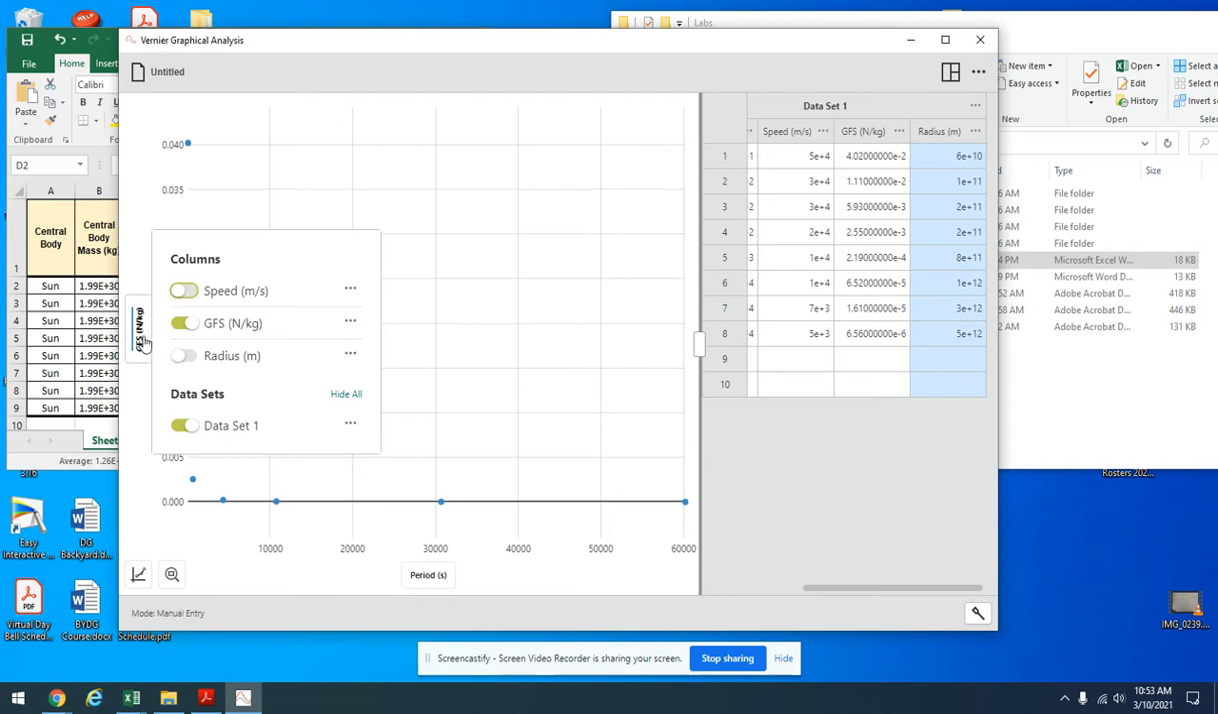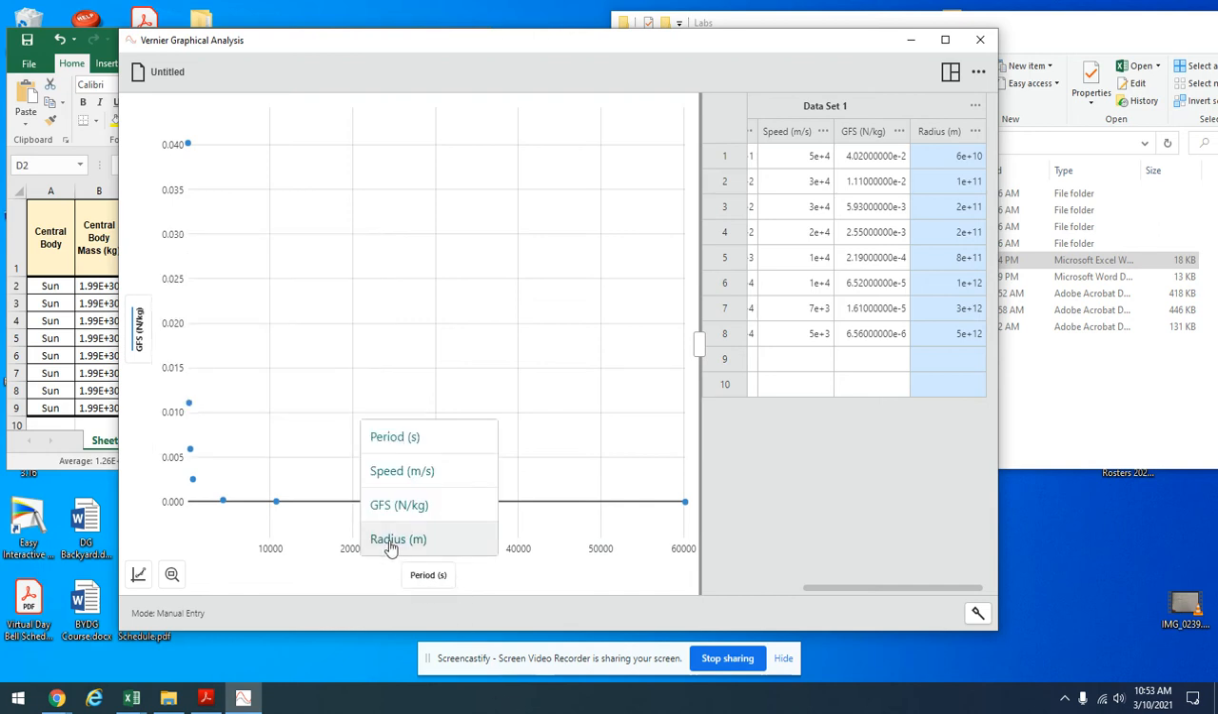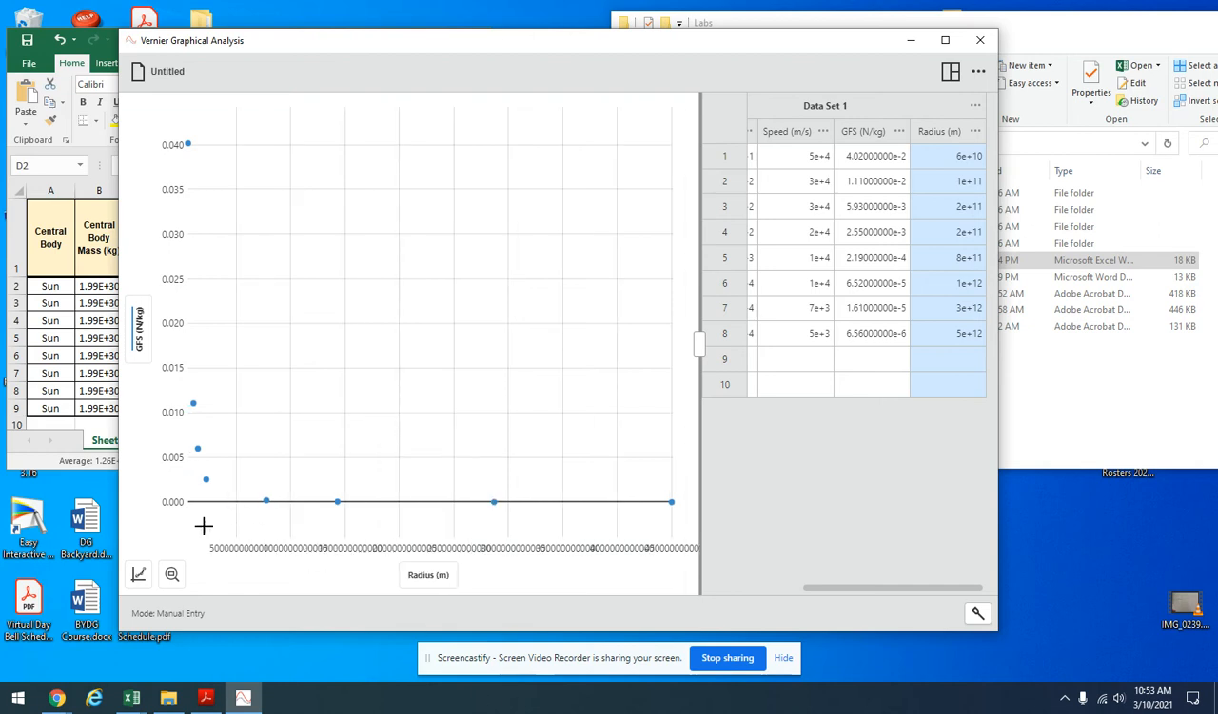So I clicked on this, I'm going to select gravitational field strength, deselect anything else. And then here I would like on the x-axis to see radius. And you can see that Graphical Analysis does an absolutely terrible job putting these numbers in here. Call Rainier again and complain some more at them.